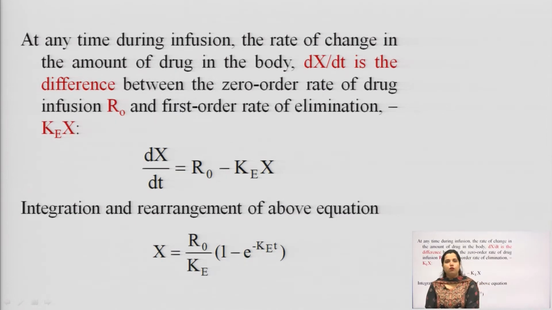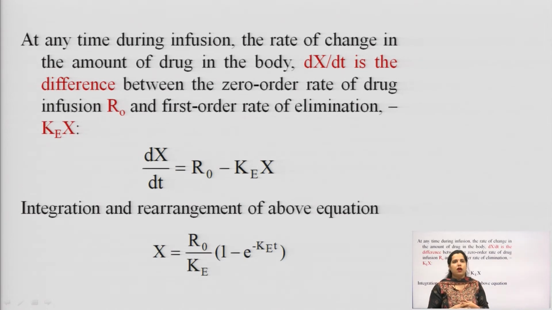At any time during infusion, how can we calculate it using equations? At any time during infusion, the rate of change in the amount of drug in the body, dx/dt, is the difference between the zero order rate of drug infusion and the first order rate of elimination. So, here we take the rate of infusion that is entering the body, and the first order rate of elimination, and take the difference. The rate of infusion follows zero order kinetics, and the elimination follows first order kinetics. So, dx/dt is equal to R0 minus kex.